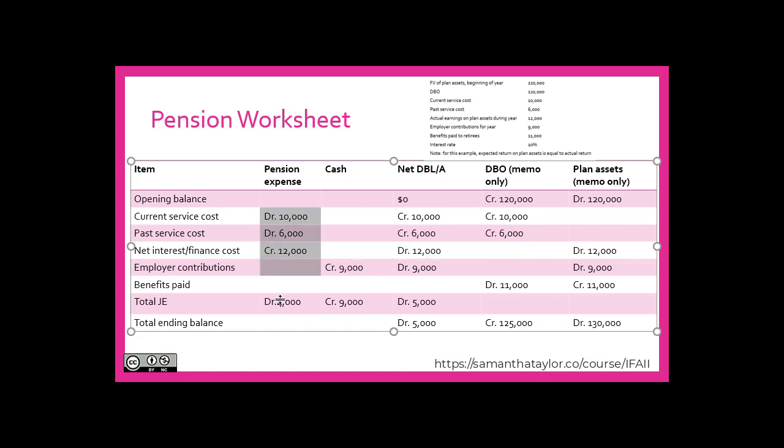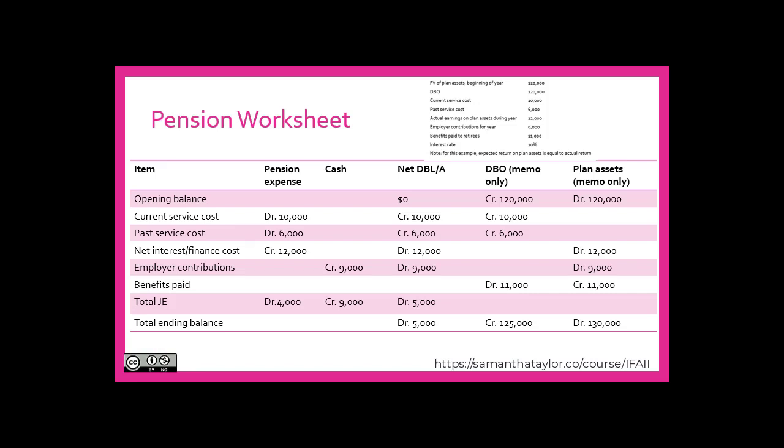So we're going to have a debit to pension expense of 4,000, a credit to cash of 9,000, and a debit to the net DBA for 5,000 here. Does this in fact balance? Debit of 4, debit of 5 equals a credit of 9. So that checks out. And our ending balance, our C, does in fact equal our A plus our B. So we are good to go.